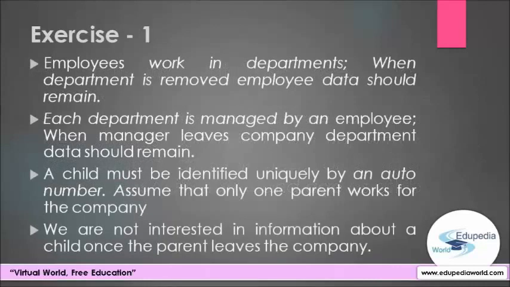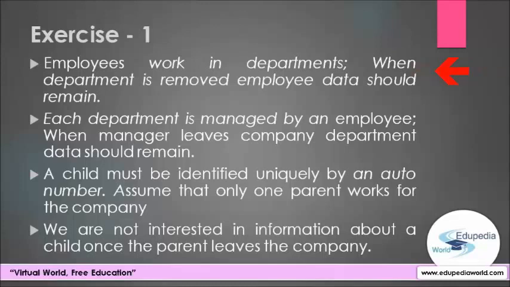And with this description, we can identify the relationships between the entities. It says employees work in departments. When department is removed, employee data should remain. Each department is managed by an employee. When manager leaves company, department data should remain. A child must be identified uniquely by an autonumber. Assume that only one parent works for the company. We are not interested in information about a child once the parent leaves the company.